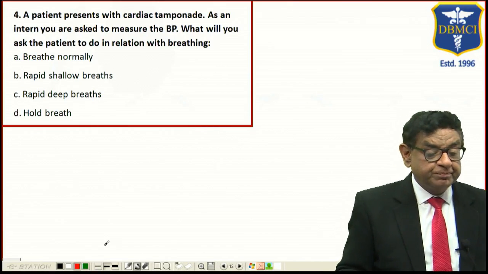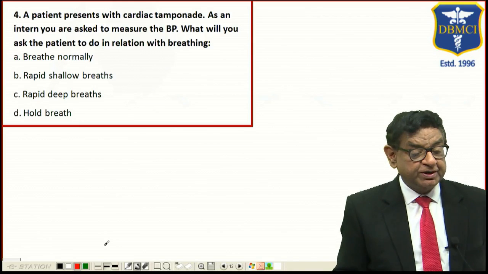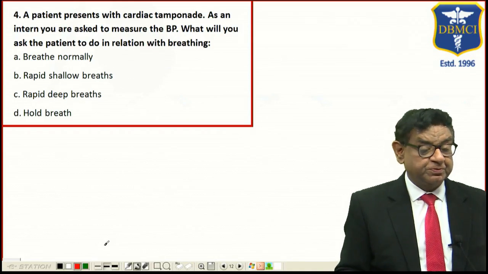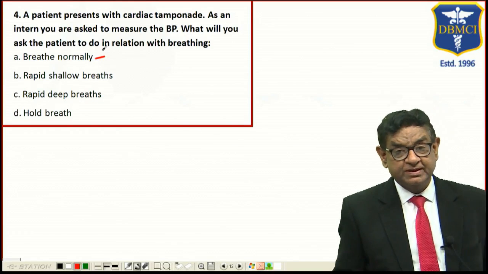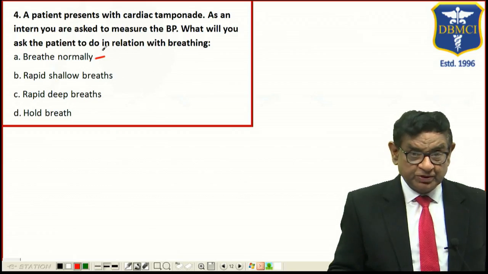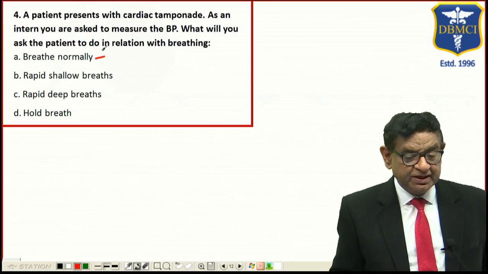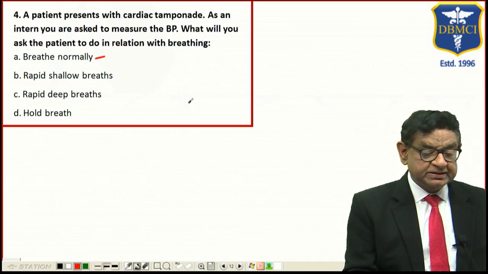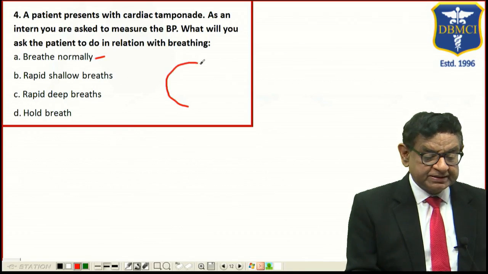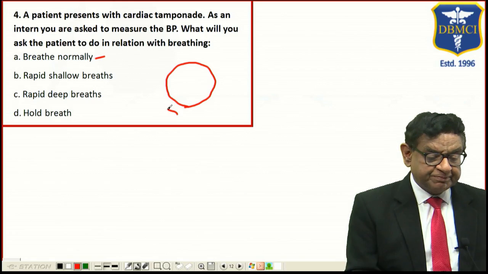Question number 4. Patient has come with cardiac tamponade, you are checking BP, what should you do? The answer to this is breathing normally. Why is it so? What is the importance of checking BP? So let's learn the basic concept. We all know this, the basic concept goes like this. This is the heart and this is the pericardium.